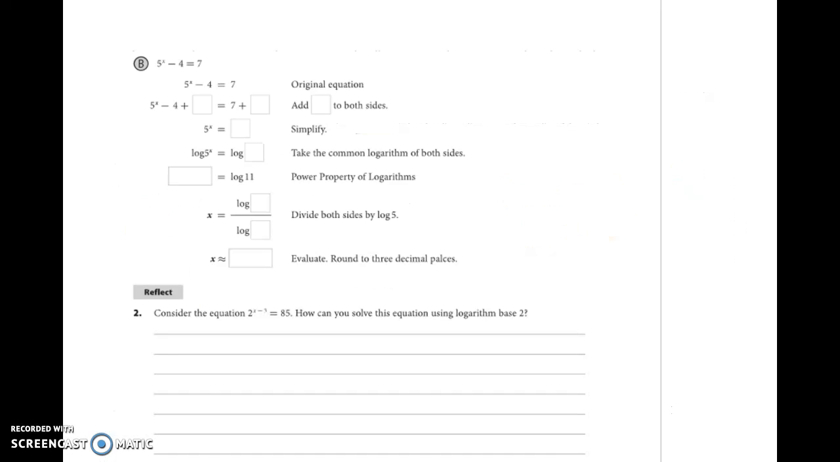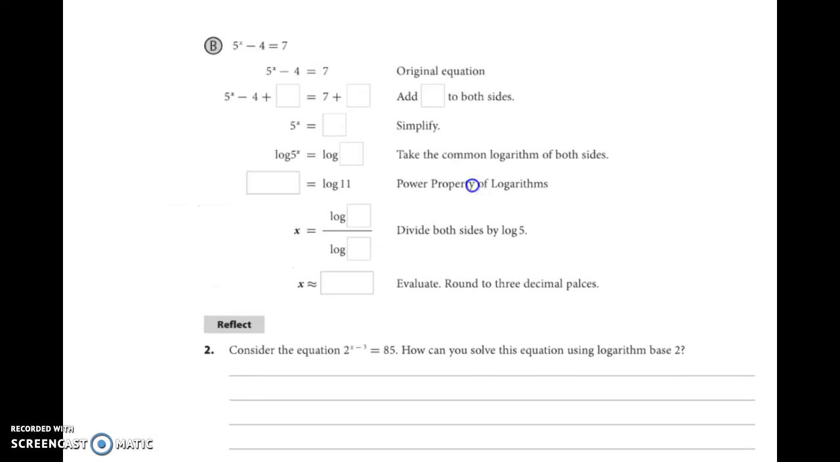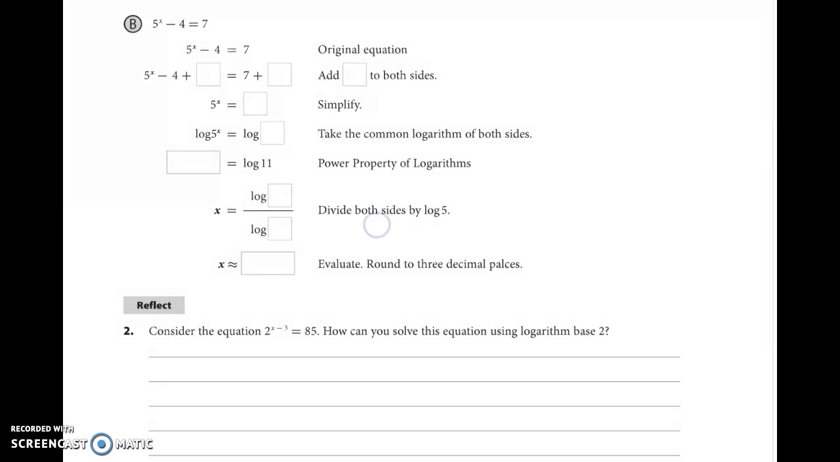Now if I flip the page, let's try example B. B says 5 to the power of x minus 4 equals 7. So again, we're going to try to isolate the exponential expression that is raised to the power of x. So we're going to add 4 to both sides. Then this negative 4 and this positive 4 cancel each other out, and I get 5 to the power of x on that side. And over here I get 7 plus 4, which is 11.